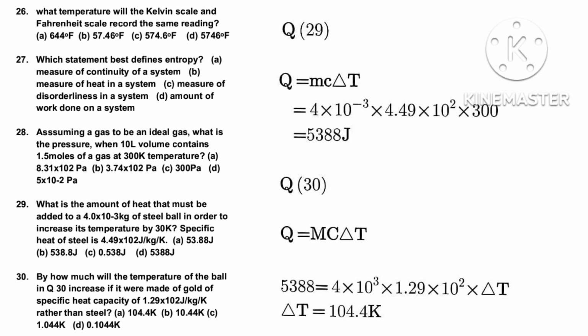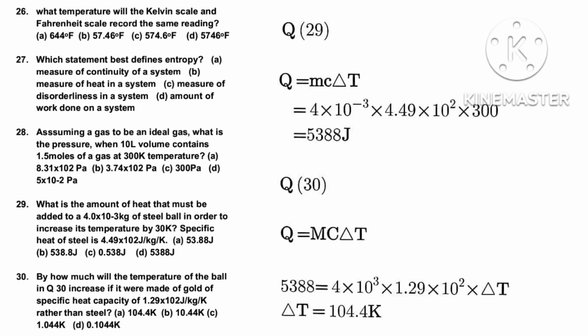Then question 29, what is the amount of heat that must be added to a steel ball in order to increase its temperature by 30 Kelvin? So using Q equals MC change in T, we have our final answer to be 5388 joules. That's option D.